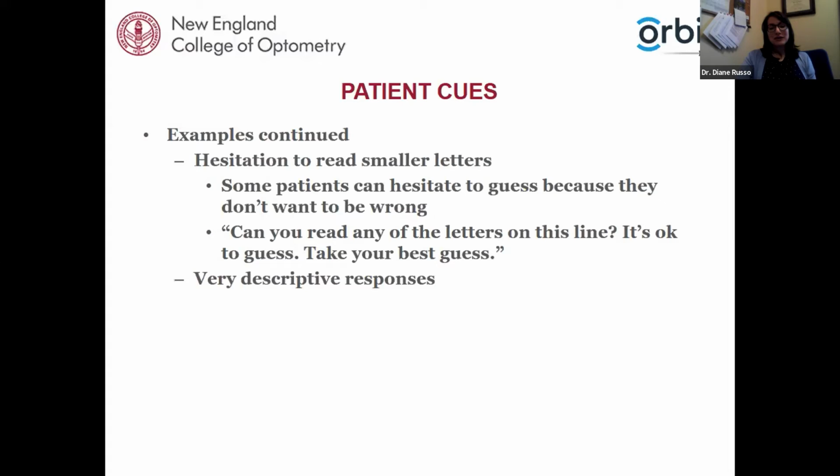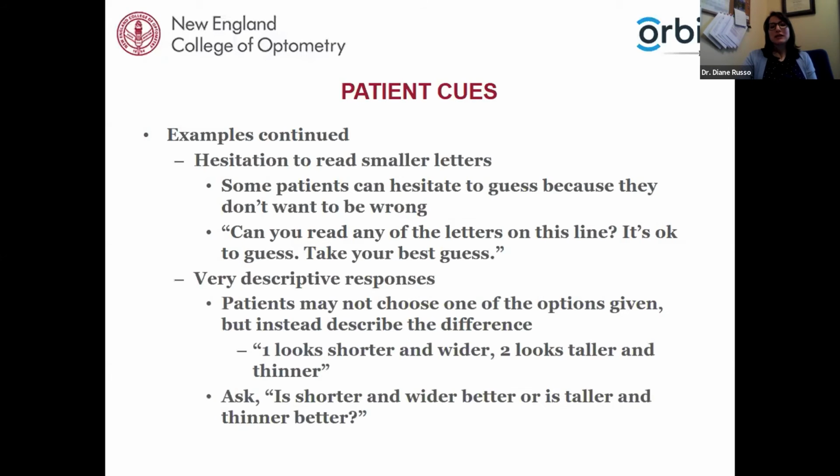And then lastly here, sometimes patients will give very descriptive responses. So instead of clearly saying, I prefer 1 or I prefer 2, the patient may say, 1 looks shorter and wider, but 2 looks taller and thinner. And so I, as the examiner, don't exactly know what to do with that information. So I will just ask, is shorter and wider better? Or is taller and thinner better? If you had to choose one of these, which one would you choose? Because from their description, I don't know which they prefer or which they consider better.